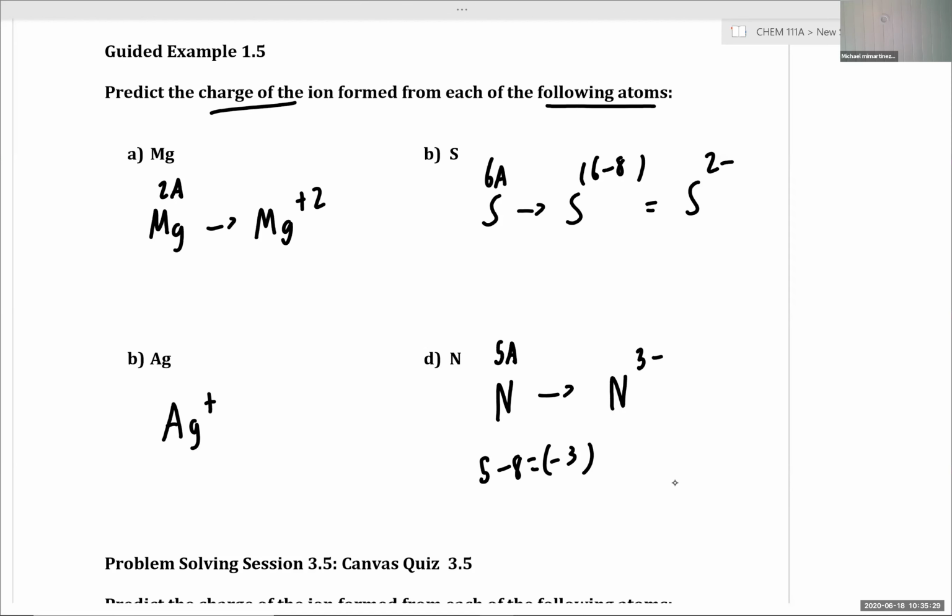It's personal preference whether you put the sign before or after the number. Any other questions I can address?